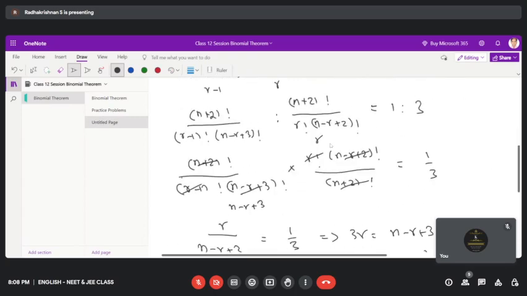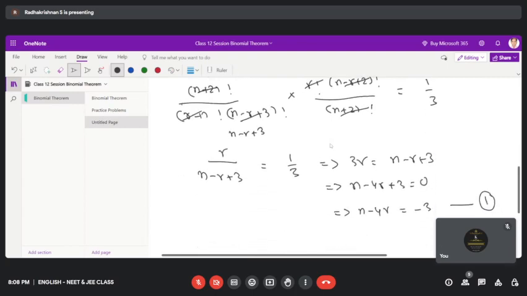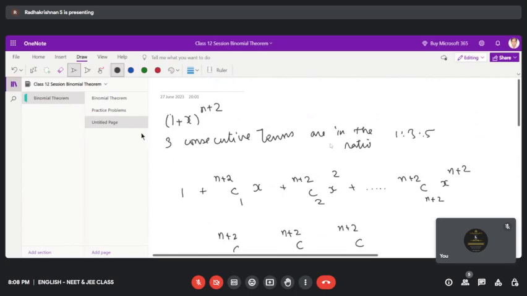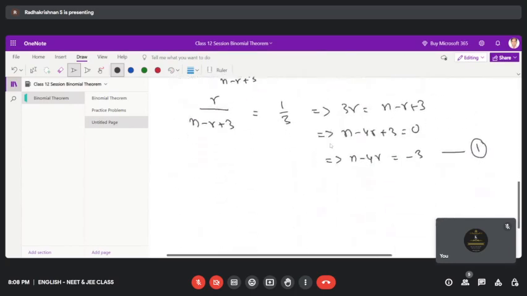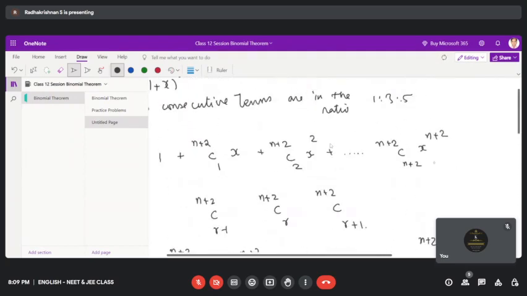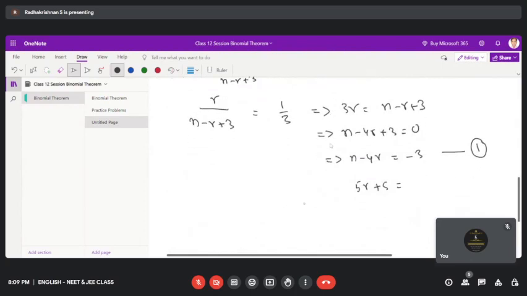Same way you do the second ratio, and you get another equation in n and r. Then you solve it and you get n and r. So the second equation would be 5r plus 5 equal to 3 of n plus 2 minus r. Did you get an equation like n minus 4r equal to minus 3? What is the other one? 5r plus 5 equal to... Sir, the ratio is 3 by 5. Yes, 3 by 5. 3 of n plus 2 minus r, full bracket.